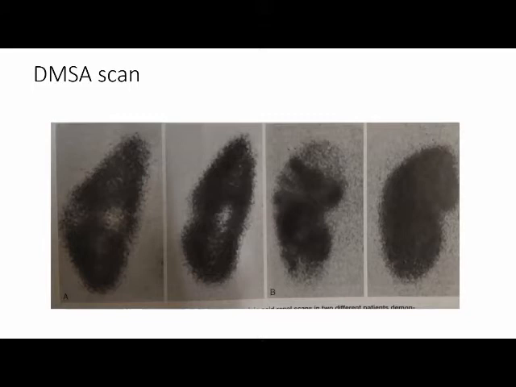So one is shape, another one is contour. If the contour is maintained, then it is probably pyelonephritis. If the contour is lost, then it is a scar. Understood, sir.